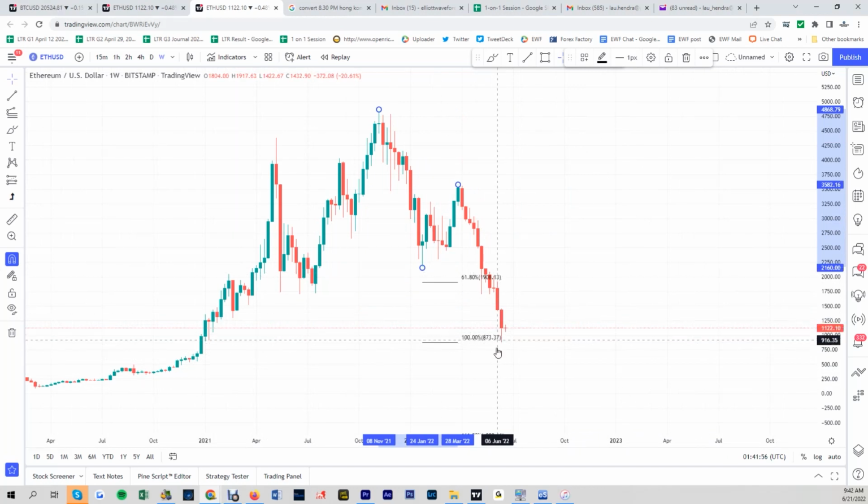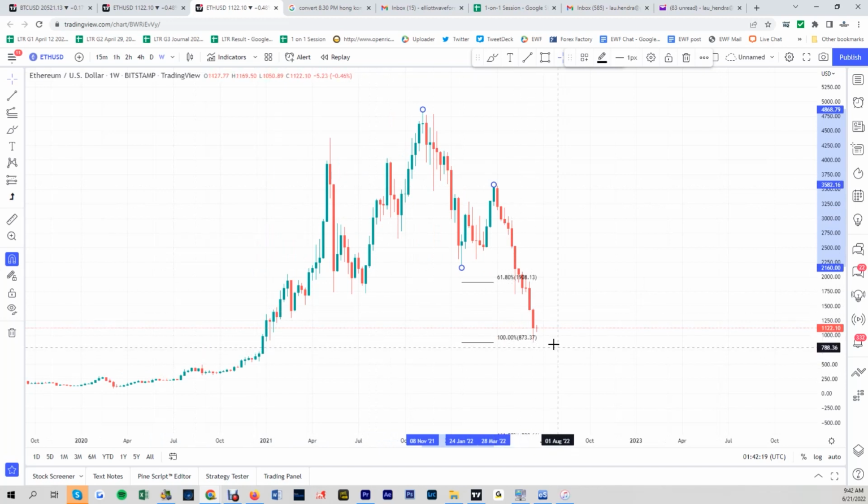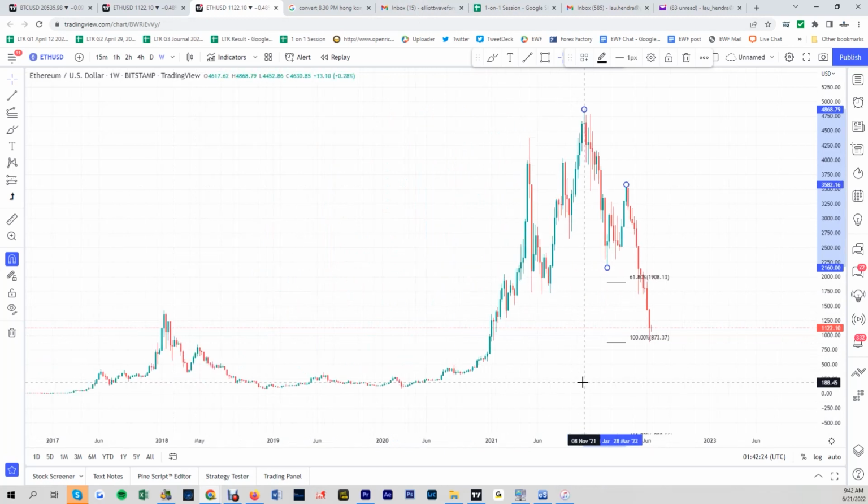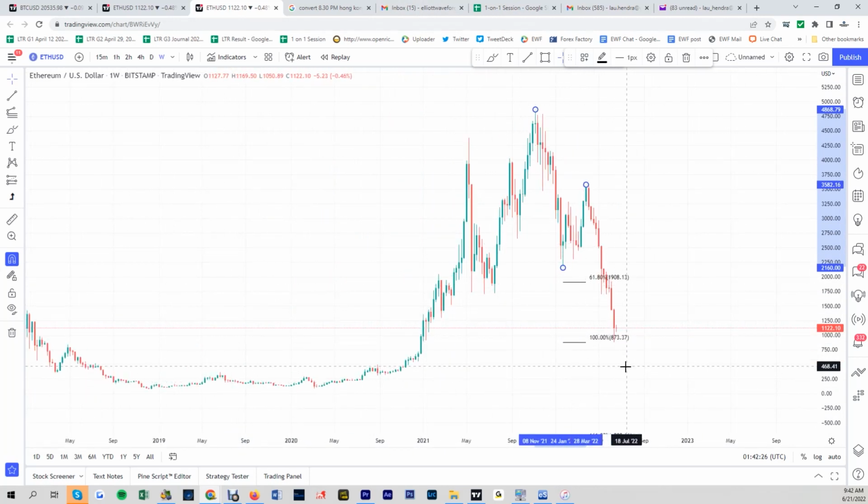Now that could actually qualify as already reaching 873 because it's only like a $7 difference, but at the same time there is no reason for us to try to pick the exact low when we're dealing with such a big corrective structure. It's correcting the all-time low, so there's really no point in trying to pick the exact low of this entire pullback. So we are still looking for the downside.